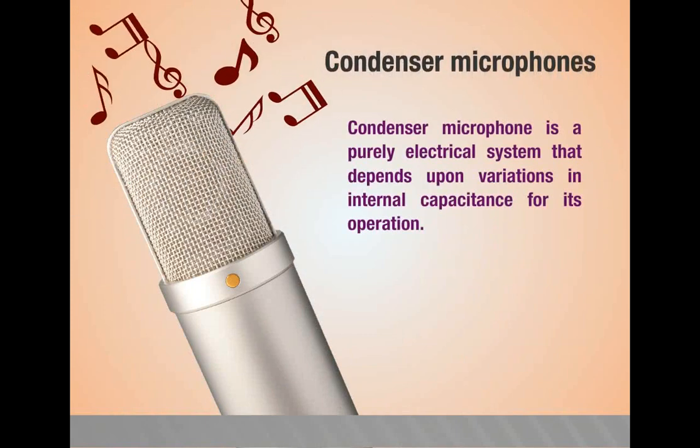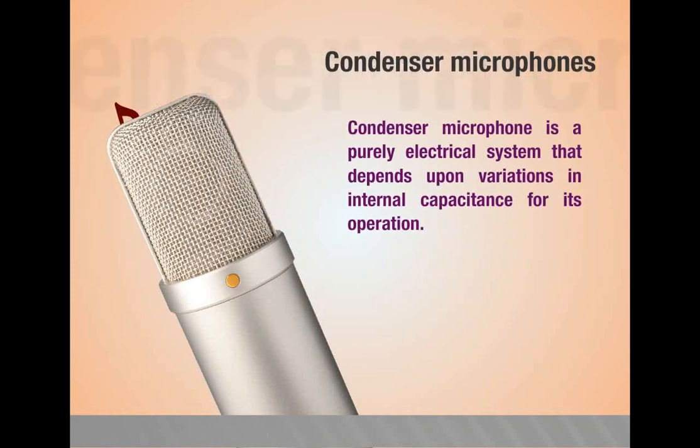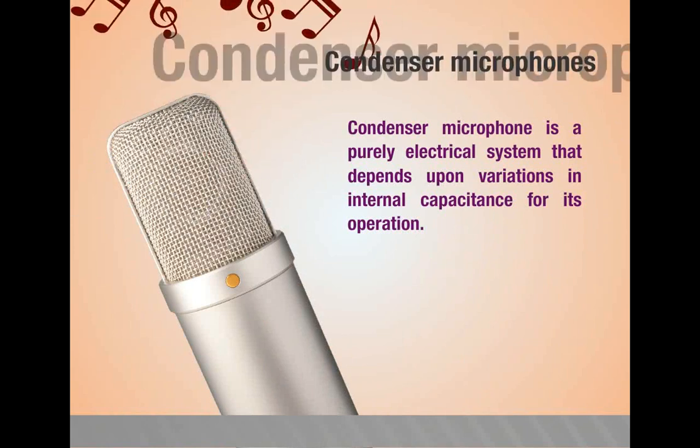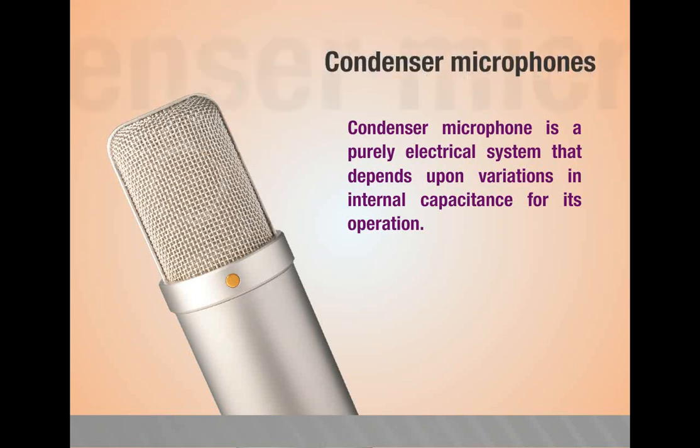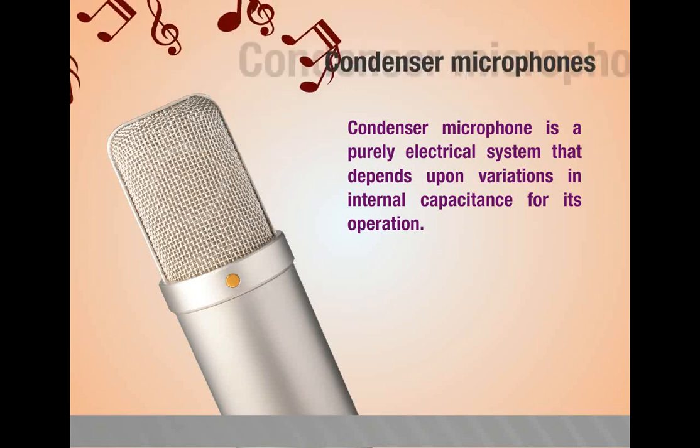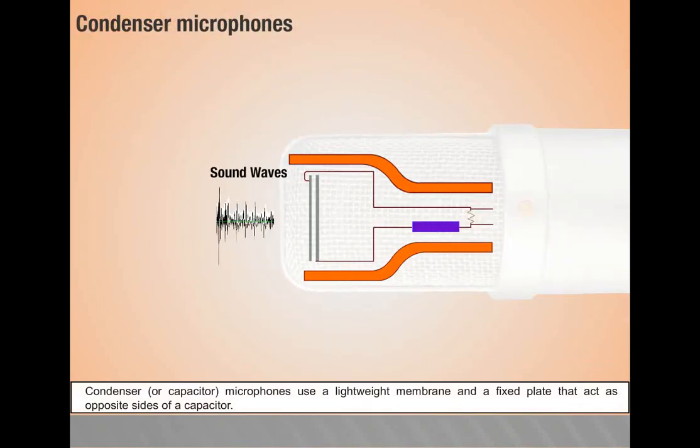Condenser microphones. A condenser microphone is a purely electrical system that depends upon variations in internal capacitance for its operation. Condenser or capacitor microphones use a lightweight membrane and a fixed plate that act as opposite sides of a capacitor.